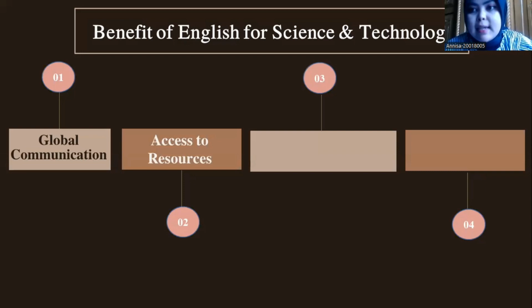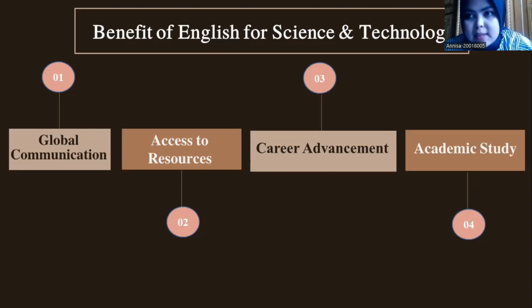And the second one is access to resources. A significant amount of scientific literature and research is published in English. Proficiency in English provides access to a wealth of information, research papers, and resources in the field of science and technology. And the third one is career advancement. Proficiency in English, especially in the context of science and technology, enhances career opportunities. Many multinational companies, research institutions, and academic settings require English language skills. And the last one is academic study.